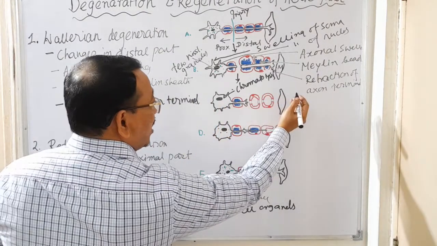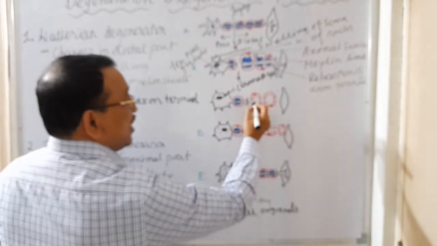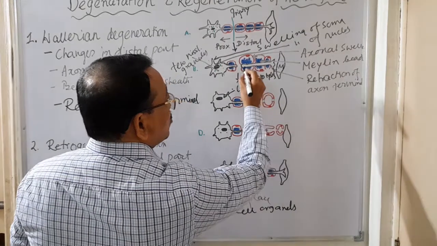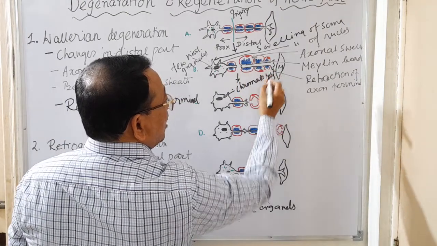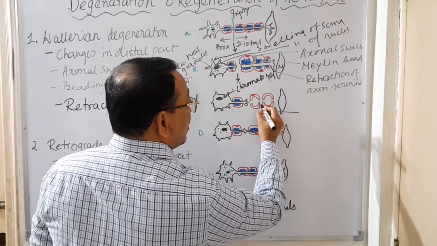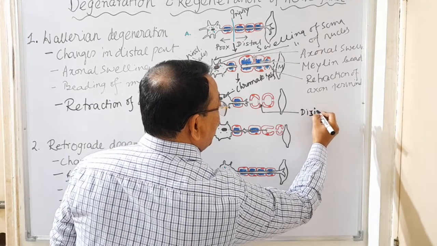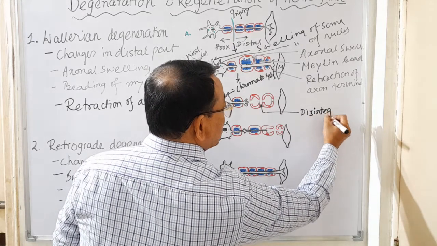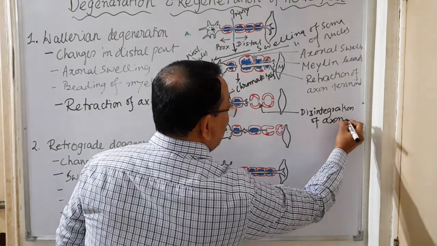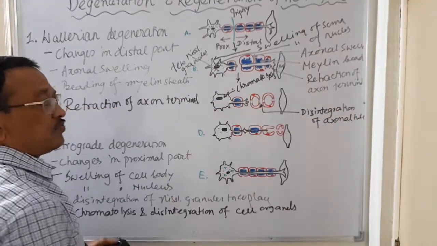Now at the distal part, that is the Wallerian degeneration, what happens? There is a loss or disintegration of the axon. So you see here a continuous axon fiber. Now disintegration of the axonal tube takes place at the distal part.